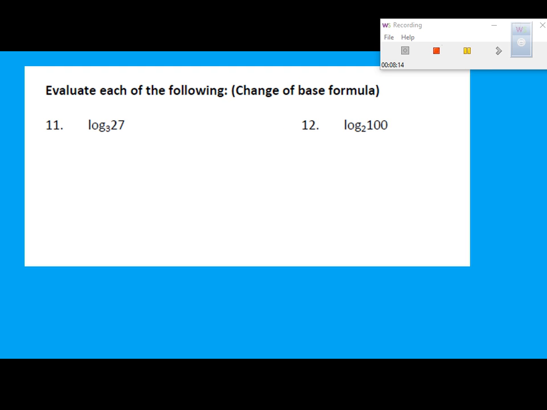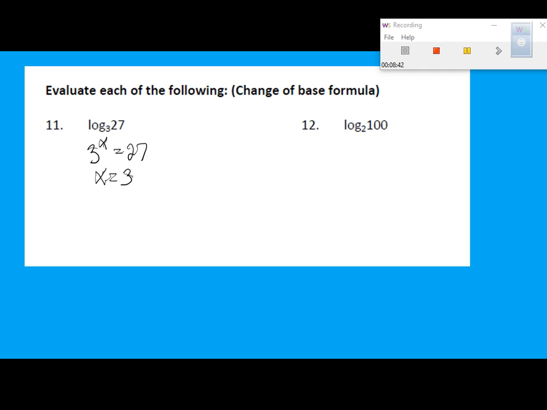So continuing on, I want you to think about these in your head, but I'll also show you how to run it through your calculator. Log to the base 3 of 27 asks this question: 3 to the what power is 27? Well, if you just think about that one, we know it's going to be 3.